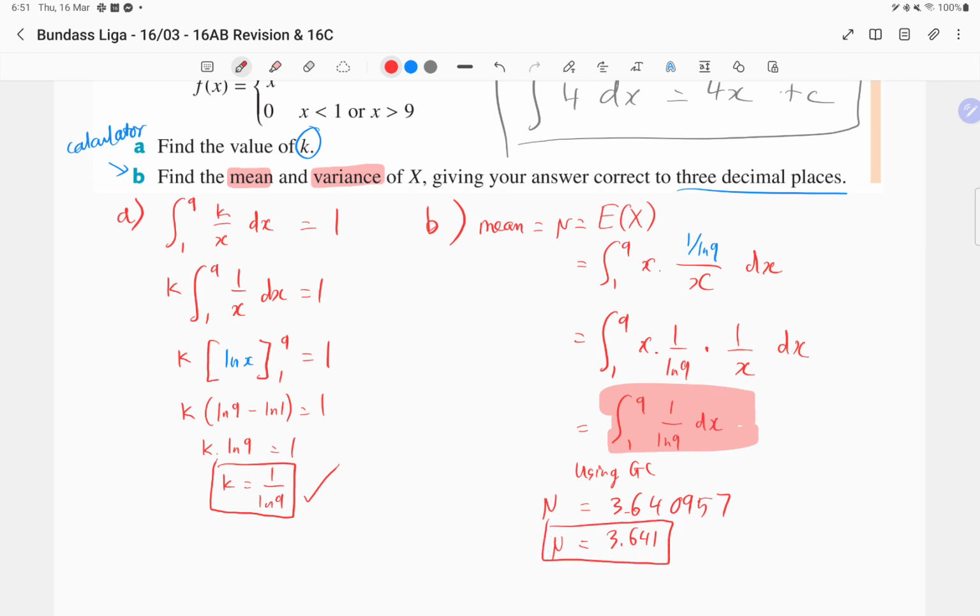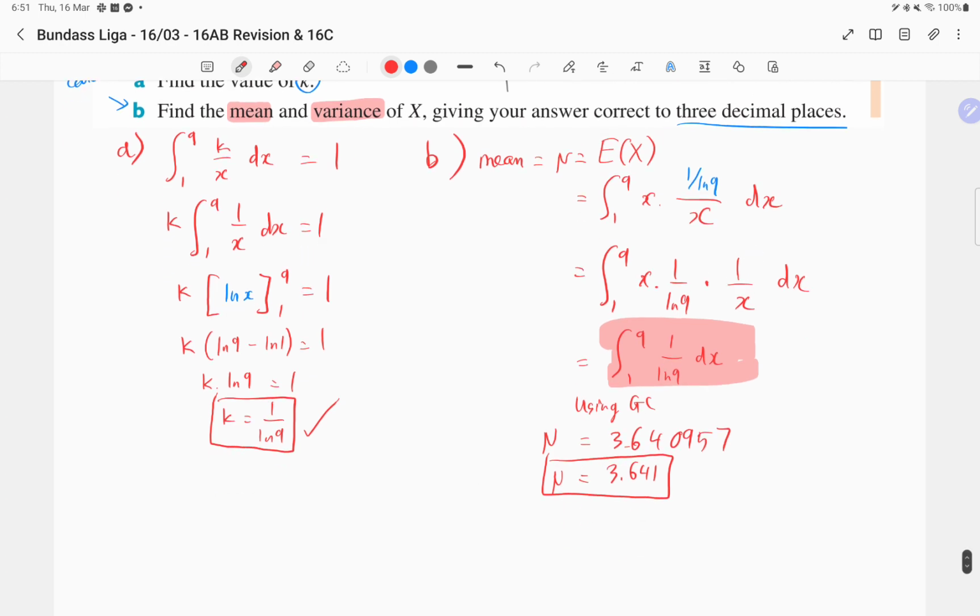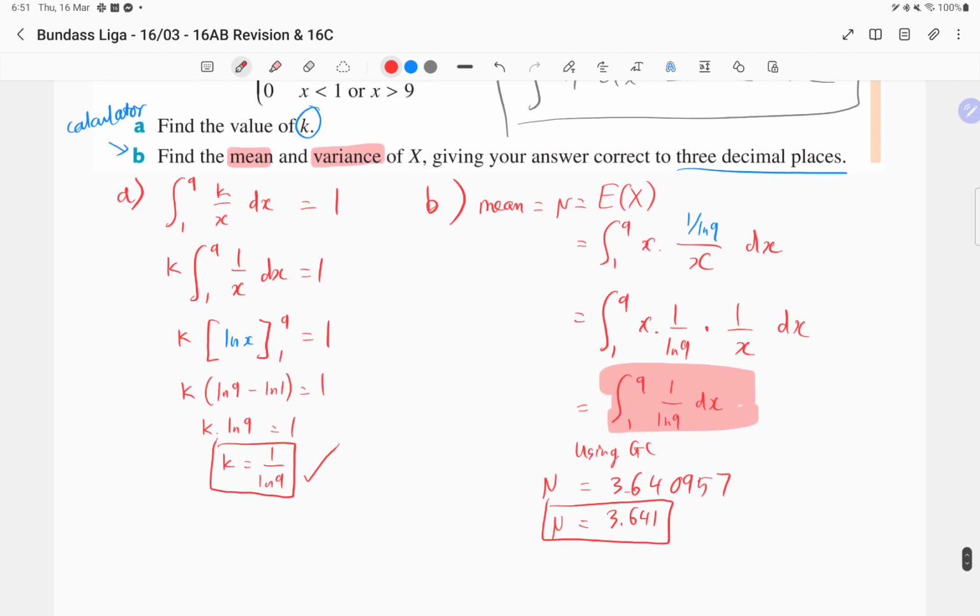What's the formula for variance? Variance is the E of x squared, right, and then minus mean squared. Okay, because I'm using this mean value again in the variance calculation, I have to use more decimal places. Otherwise, you won't get the right decimal digits in the final answer. So this is considered an intermediate value.